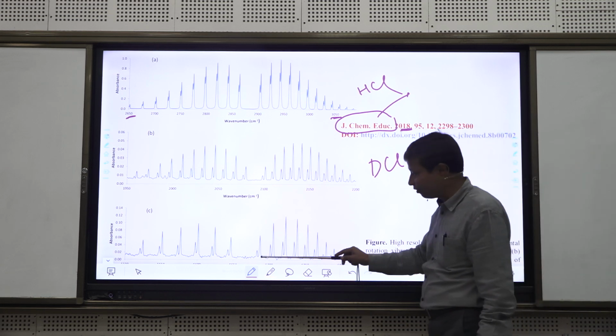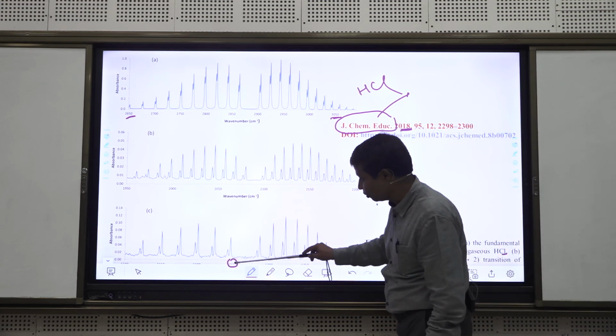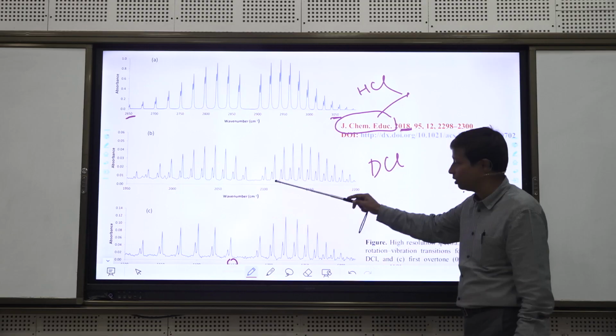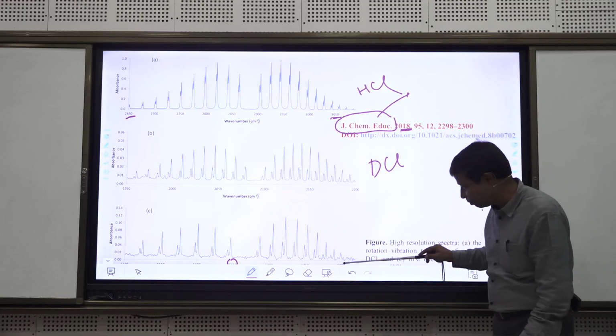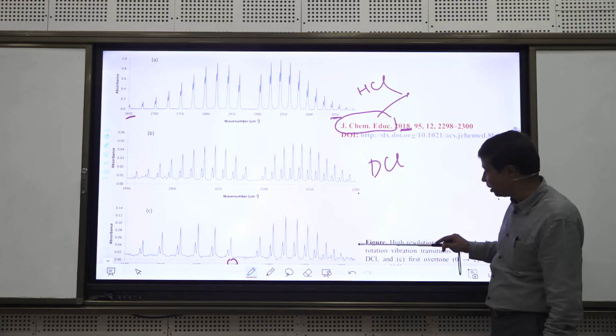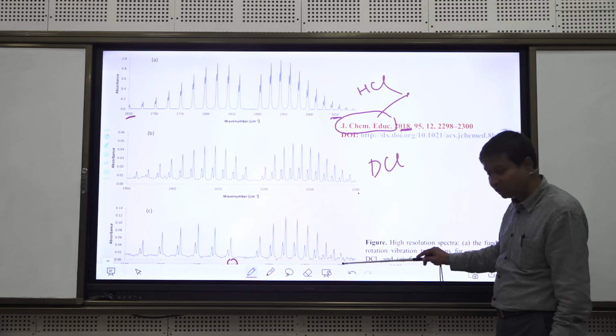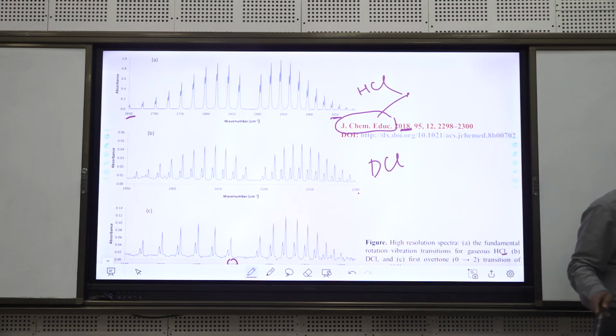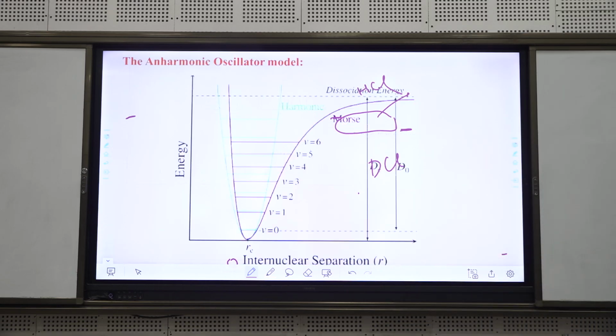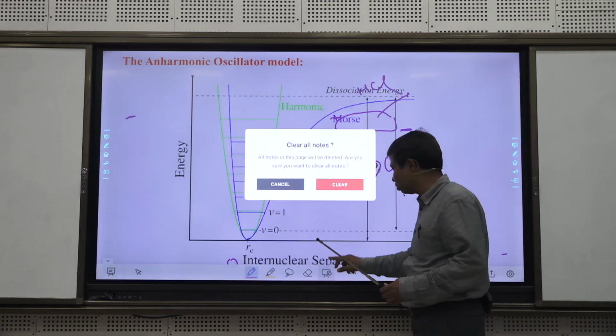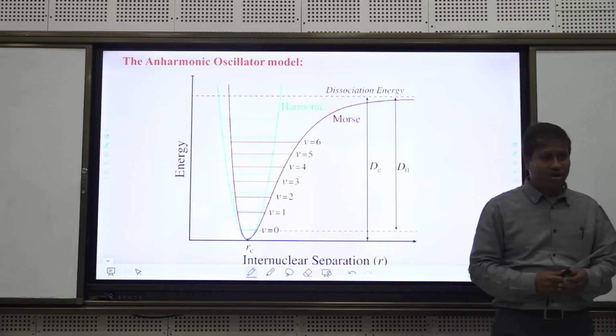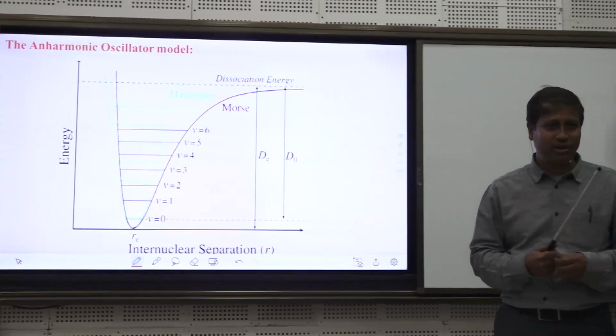This is for the HCl molecule, and this is for the DCl molecule, that isotope, and this is the first overtone. So they have recorded the first overtone also, just double of this number. If you see, these numbers are double: 2200, this is 5800. We'll discuss these things slowly. This is just to tell you that what we have seen just now, in high resolution also, the spectrum is not just one band, it is much more than that.